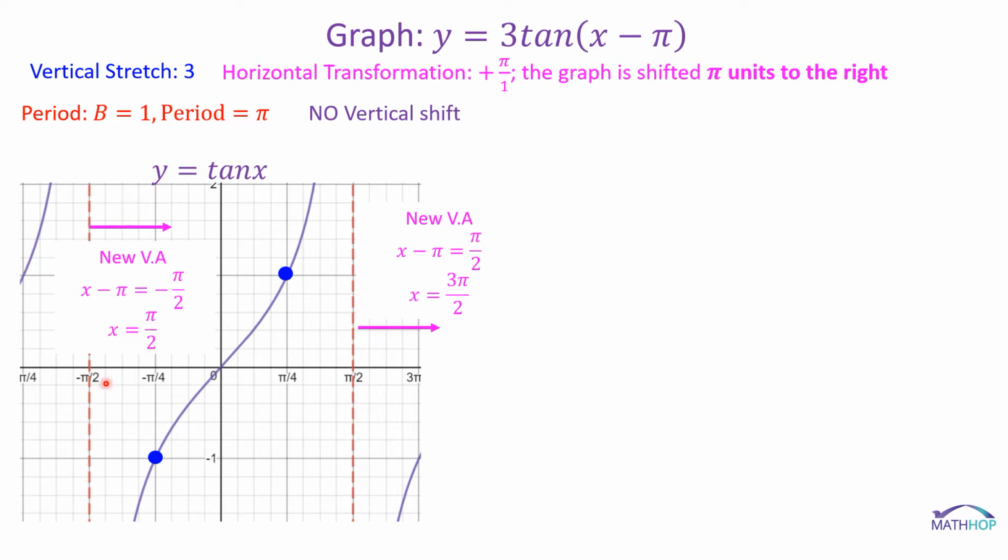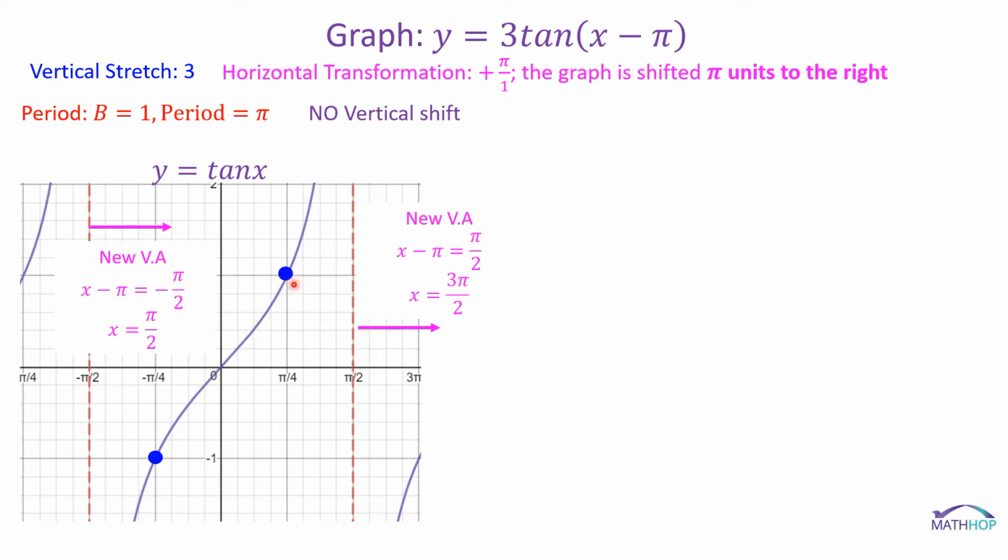That should make sense because think about this. We went from negative pi over 2 being where it started, and we shifted pi units. Well, what's pi units away from negative pi over 2? It's pi over 2. So now we're going to shift it, and this function's just going to start here.